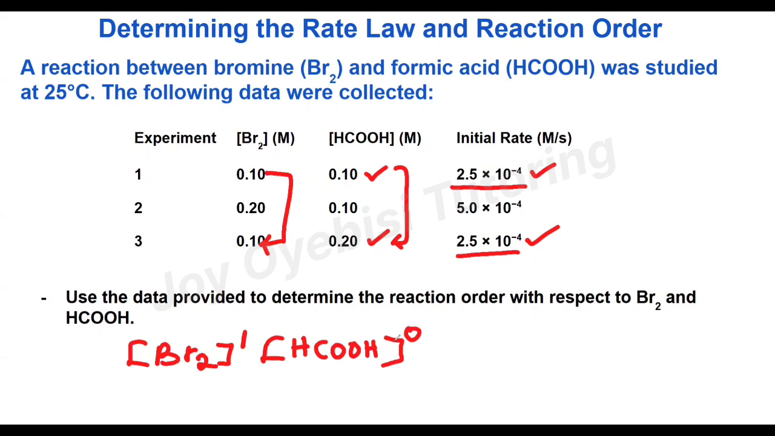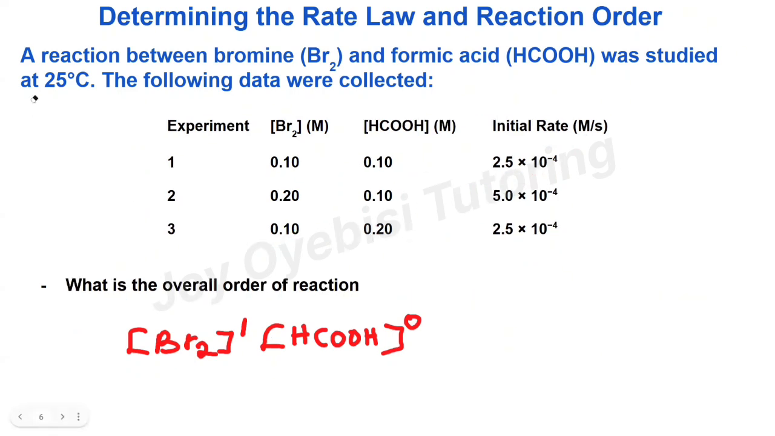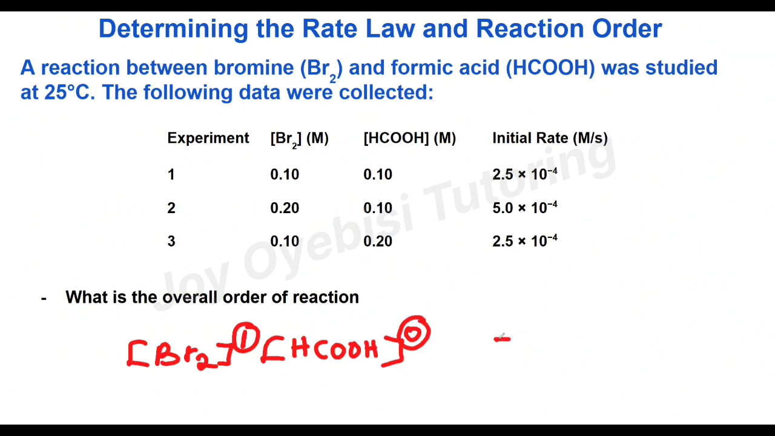And that is it. First order with respect to bromine and zero order with respect to formic acid. The next question is asking us, what is the overall order of reaction? The overall order would just be to add 1 and 0. That gives us 1. Therefore, we have first order overall. That's how you solve it. Add the orders together. Whatever it gives you becomes the overall order.